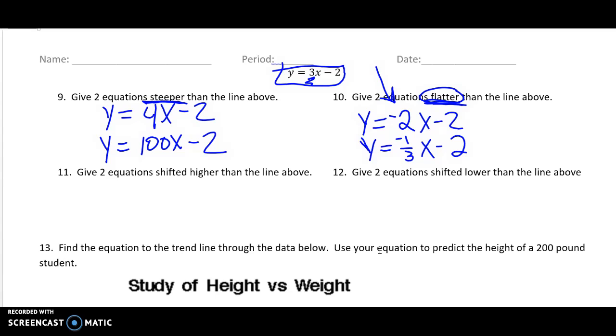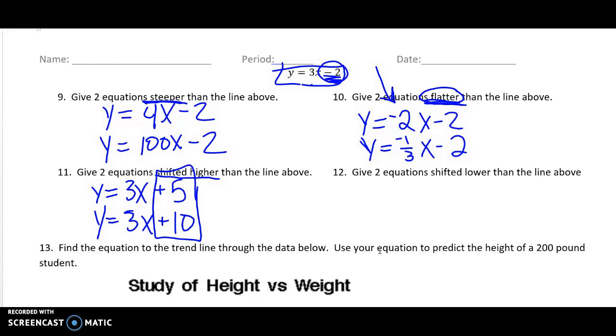Shifted higher. 2 equations that are shifted higher. We're no longer looking at the slope. Now we're looking at the y-intercept. Shifted higher means that the y-intercept is greater than -2. So y equals 3x plus 5. Y equals 3x plus 10. Both y-intercepts are greater than -2, so we're shifted up.